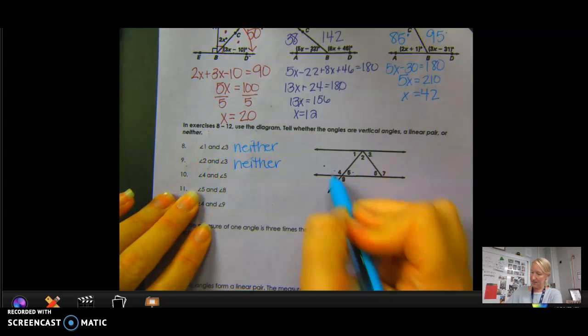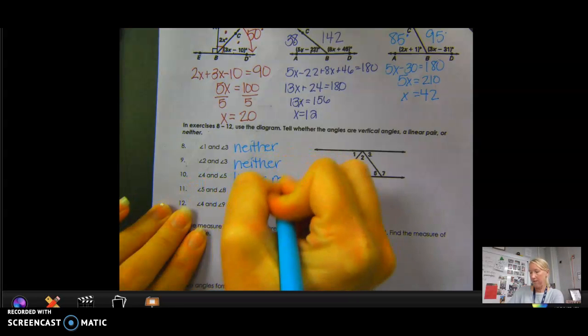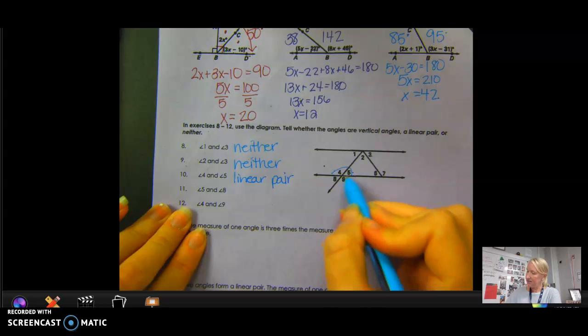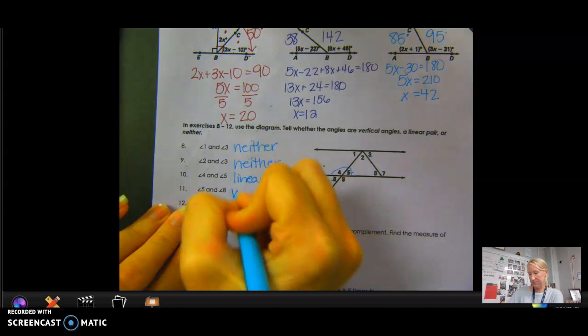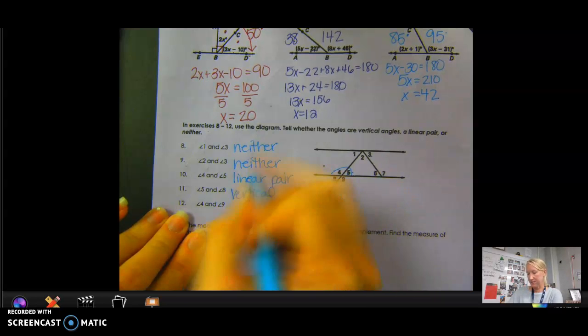4 and 5 make a line, so they are a linear pair. 5 and 8, those are vertical. And 4 and 9 are also vertical.